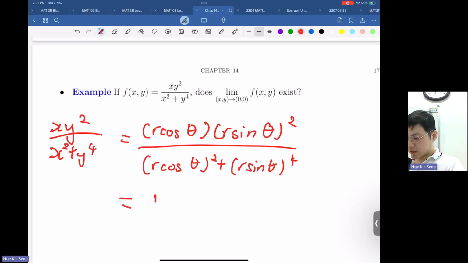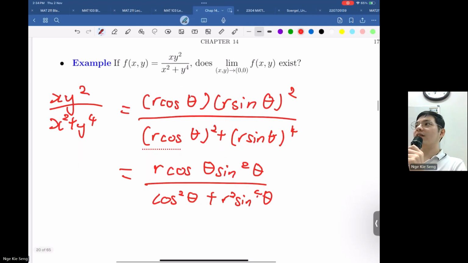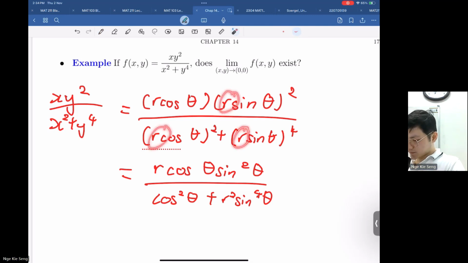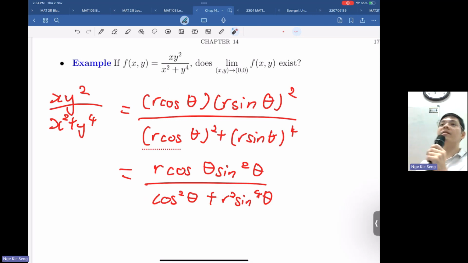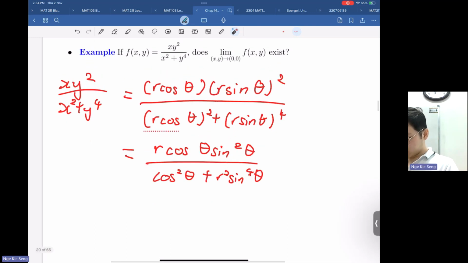If you simplify this, you get r cos theta sin square theta over cos square theta plus r square sin to the power 4 theta. Do you all get this? For those who have tried this, do you get the same thing or not? There's an r square on the left of the cos square, but I cancel the extra r square. Same, okay? Then what do you do next? Take r to zero. So let's take r to zero.